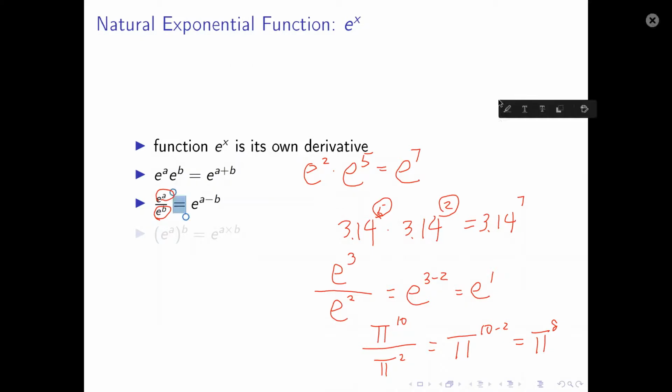And let's look at the next rule here. It's called the power rule. So let's say we have this term, again using e as the base, raised to the power of a. Then we want to raise the whole term, that is e raised to the power of a, raised to the power of b. Then what do we get? Well, we simply multiply the two exponents.